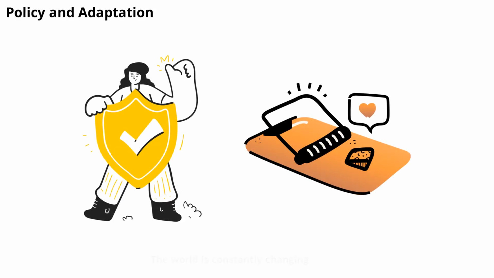The world is constantly changing, and policies must adapt to new challenges. Governments regularly review and update policies to keep them relevant. This might involve responding to technological advances, economic shifts, or emerging social issues. Adaptable policies are more resilient and better able to meet the needs of society over time.